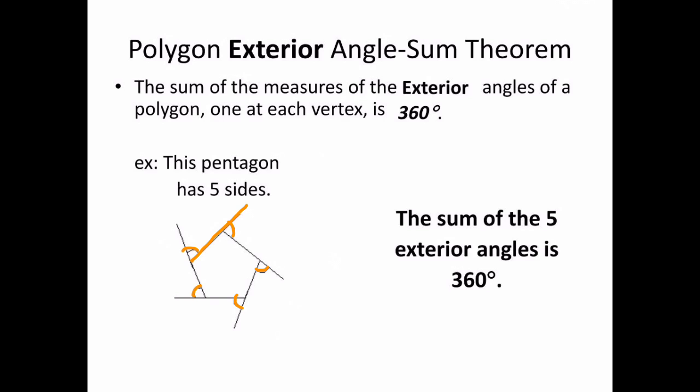And to find each individual angle, you could take that 360 and divide it by 5, if this was a regular pentagon, and you would get 72 degrees for each one. If this isn't a regular pentagon, you might have to add them all up individually.